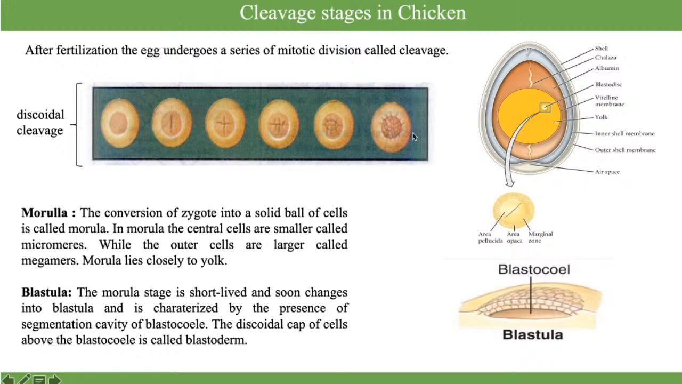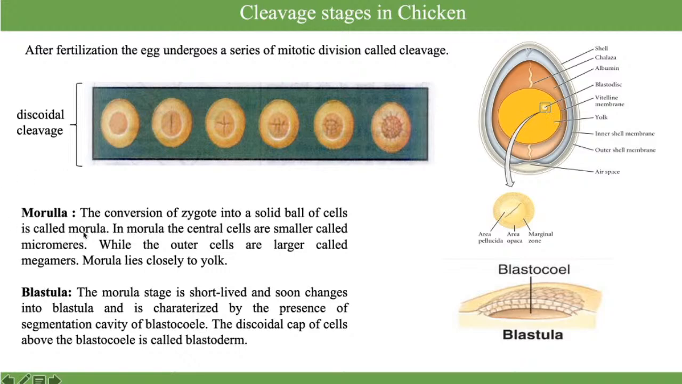This cleavage continues and reaches the stage of morula and blastula. Let's shortly see what morula and blastula are. The morula is the conversion of the zygote into a solid ball of cells. So when the cleavage continues, it reaches the stage of a solid ball of cells, and that solid ball of cells is formed in this area. The whole of the yolk is not involved in the division. The central cells of the morula are called micromeres, while the outer cells are called megameres, because the central cells are small while the outer cells are bigger. And the morula lies closely to the yolk.